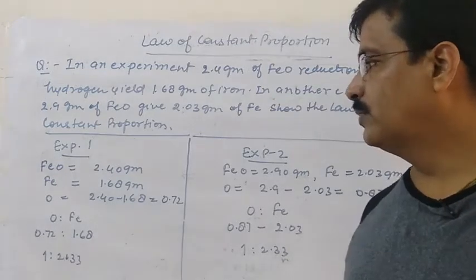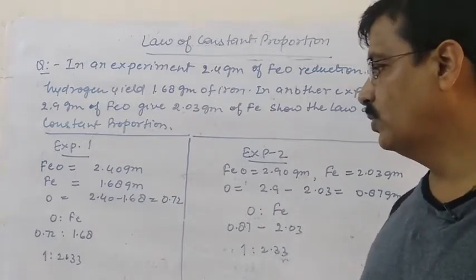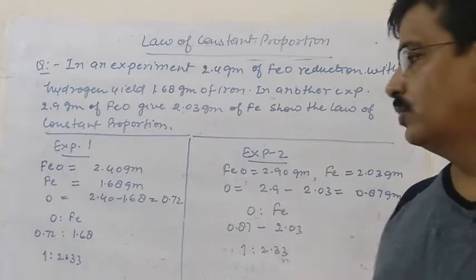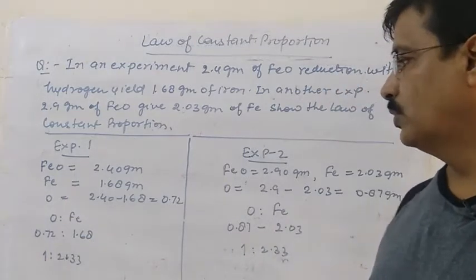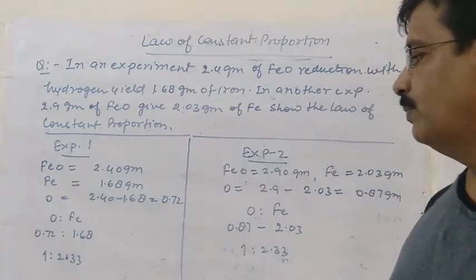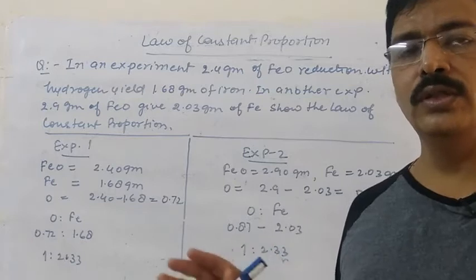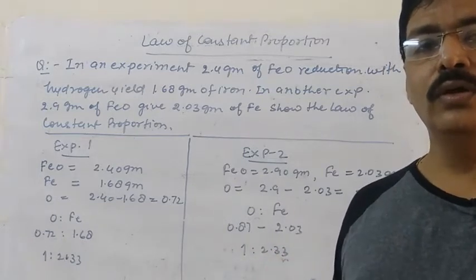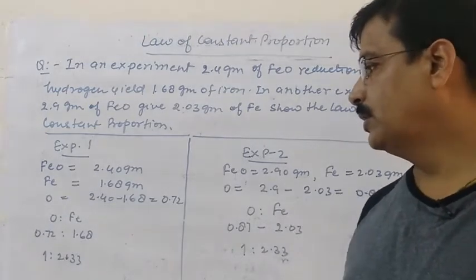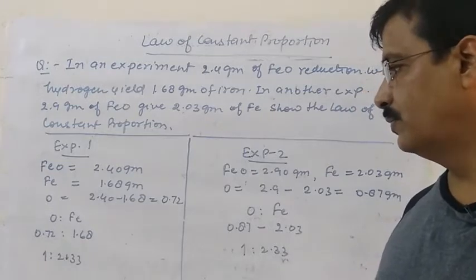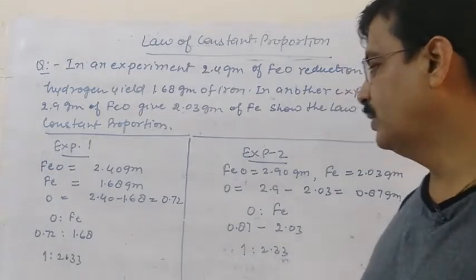Now there are two elements which form ferrous oxide, iron and oxygen. So the ratio of oxygen to iron is 0.72 to 1.68. Here we divide both by 0.72, so this becomes 1 and 1.68 changes into 2.33. Always remember that if you are doing a question related to constant proportion, one of them changes into unit. Here I am changing oxygen into unit, meaning 0.72 is divided into both, 0.72 and 1.68, so this becomes 1 and that one becomes 2.33.